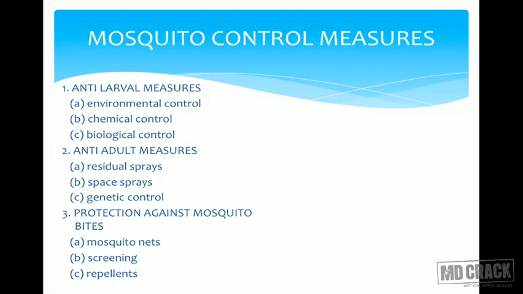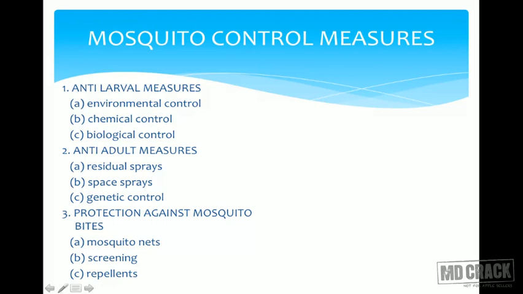Coming to the mosquito control measures. Mosquito control measures we had very briefly discussed earlier. This is the long and the complete list of mosquito control measures. As you know, mosquitoes cause a lot of disease, so these measures are common to all those diseases. What we have here is basically three things. We have anti-larval measures, we have anti-adult measures, and we have protection against mosquito bites. So these are the three prongs or three approaches against mosquitoes that we have.